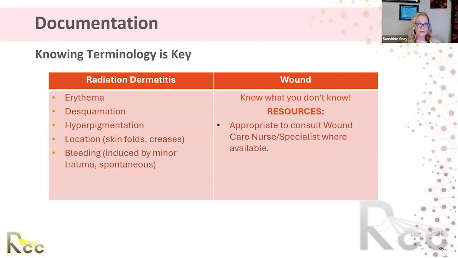We know that radiation dermatitis is erythema, desquamation, hyperpigmentation. We want to talk about where we're seeing the dermatitis, where we're seeing the desquamation, and we want to know, is there bleeding? It's also really important to recognize what you don't know. And it's okay not to know something, but we just need to know what our resources are. Do we have access to a specialist? Is it time to bring in the radiation oncologist to take a look and make recommendations?